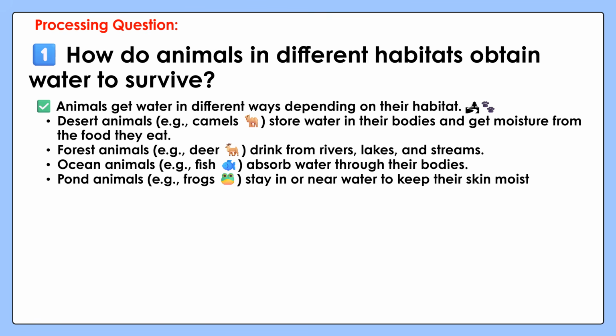Forest animals, for example deer, drink from rivers, lakes, and streams. Ocean animals, for example fish, absorb water through their bodies. Pond animals, for example frogs, stay in or near water to keep their skin moist.